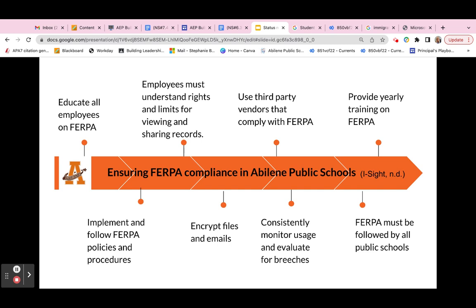And then finally, making sure that FERPA is followed by our public schools, because we don't want to take the chance of missing out on funding because we are not following those expectations.